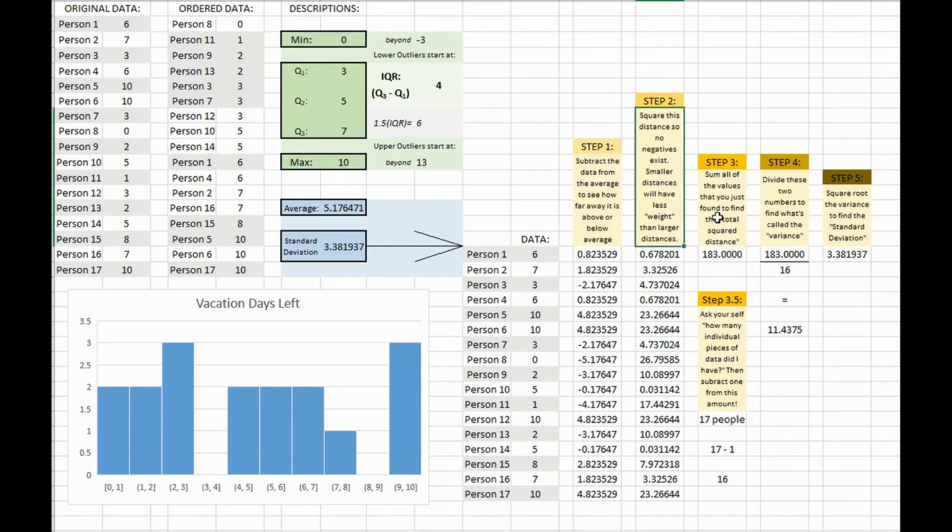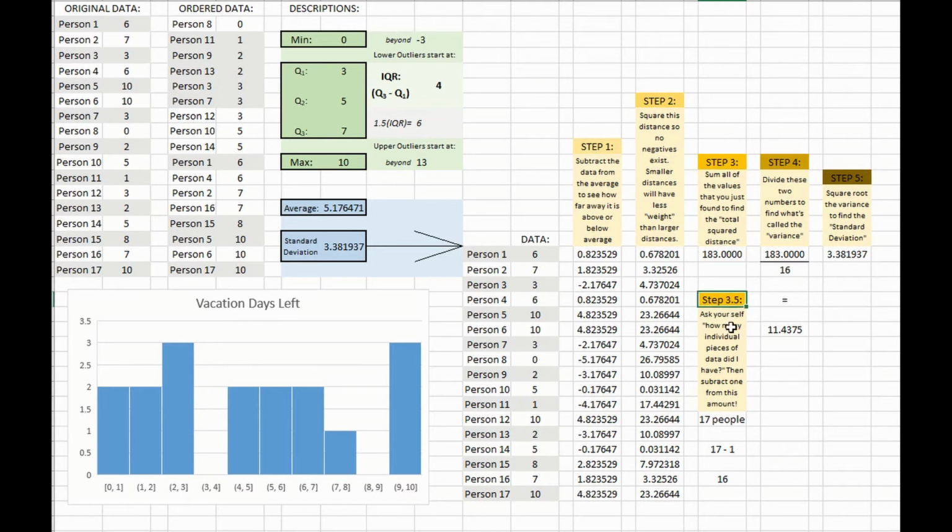After you do all that work, step number 3 says add up all of the values that you just found to find the total squared distance. So if we take those and we sum them, we get 183, which is a little weird that it's a nice whole number. Many times it will not be nice and whole. And that's okay. You just take a couple of decimal places trying to preserve accuracy.